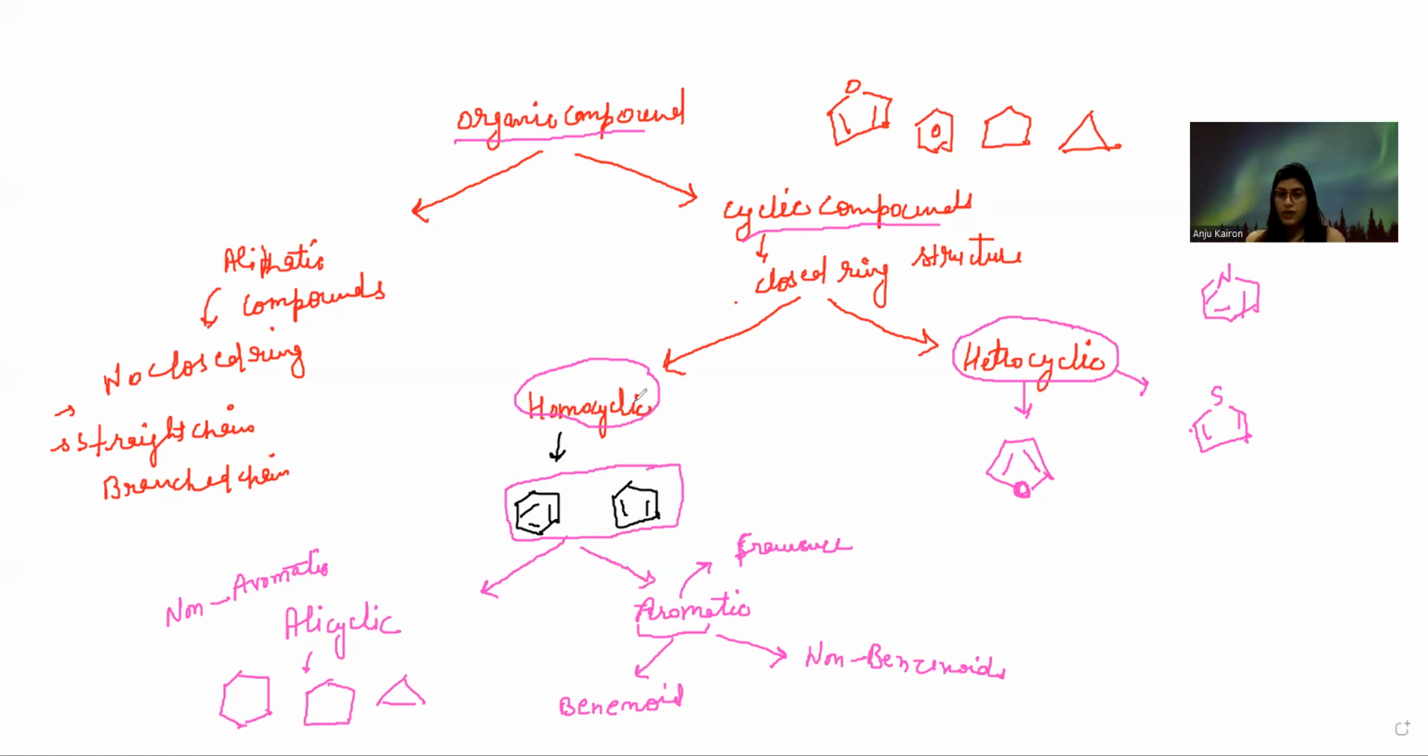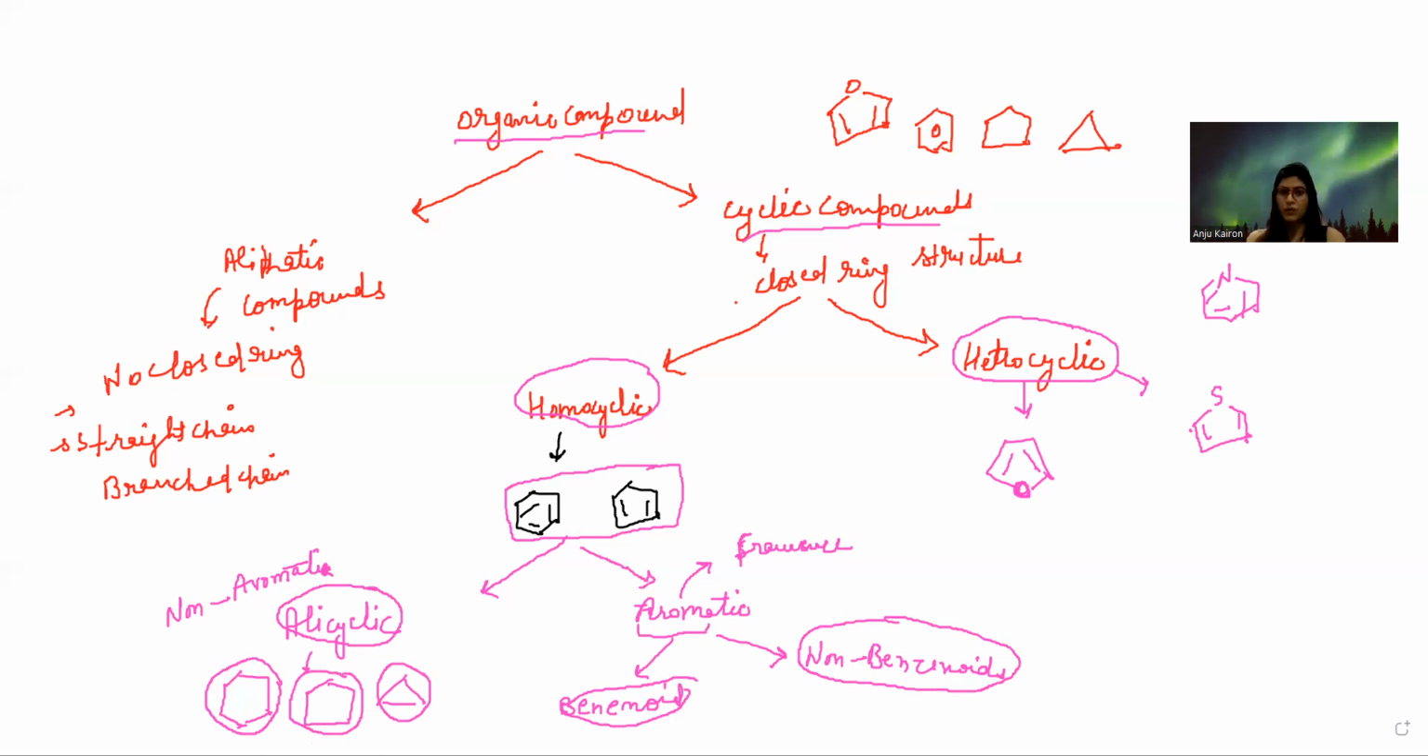Now, homocyclic is also classified into two parts, aromatic and alicyclic, right? Aromatic and non-aromatic, or we can say alicyclic. In alicyclic, we only have carbon and hydrogen like this. All right. In aromatic, we have benzenoid and non-benzenoid. This benzenoid and non-benzenoid I will explain in the next video. I hope you understand the whole topic.